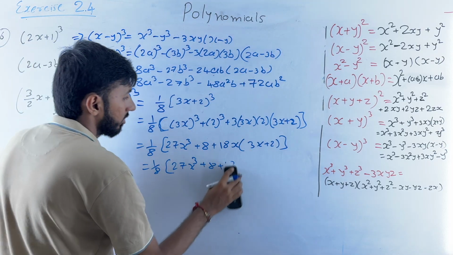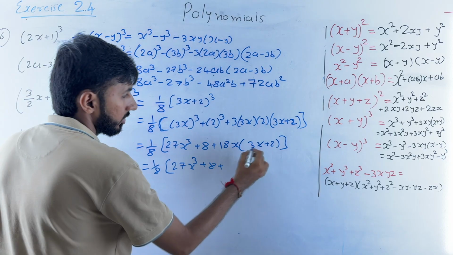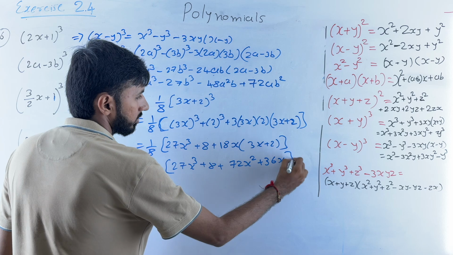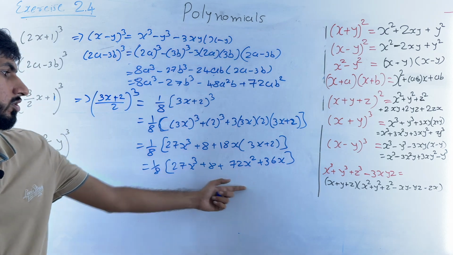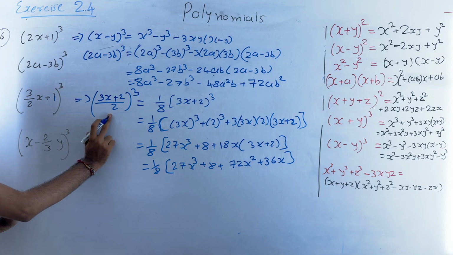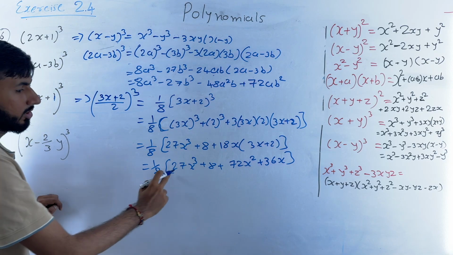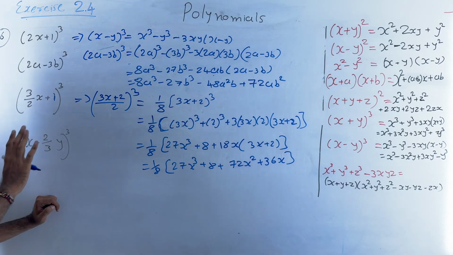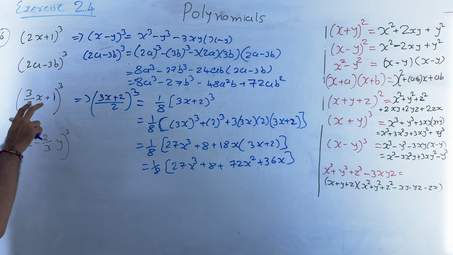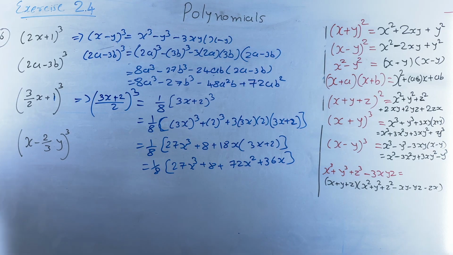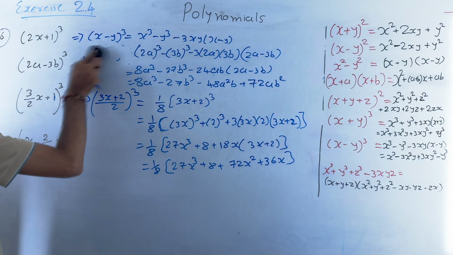Sorry, I have to multiply it, right? So 54x² + 36x. Now this is your last answer, right? If you don't simplify it first, you will get the same answer if you divide it by 8, so you don't have to worry about it. You can directly apply the identity, or you can do a simplification and then apply the identity, right? And the last question is (x − 2/(3y))³. So let me do it here.